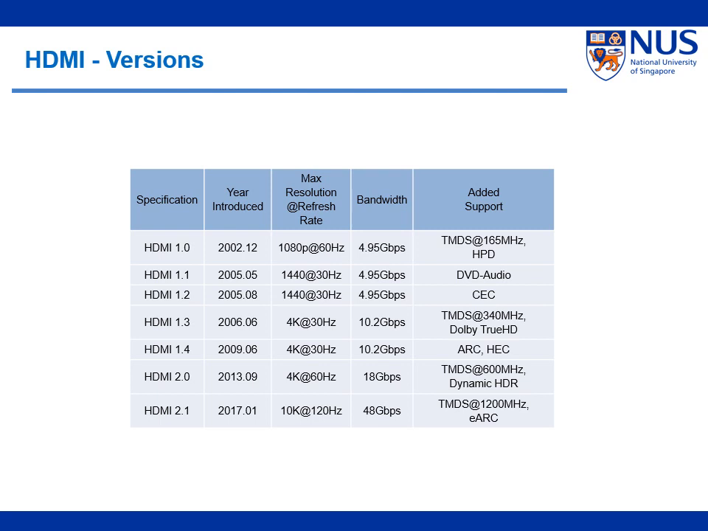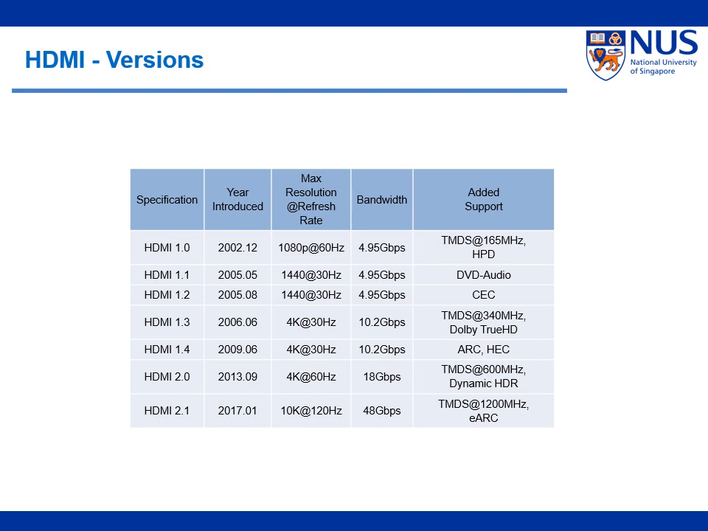Launched in 2009, HDMI 1.4 added support for 4K resolutions at up to 30 frames per second. Additionally, it introduced an audio return channel, allowing TVs to send audio back to an AV receiver without needing an actual audio cable.